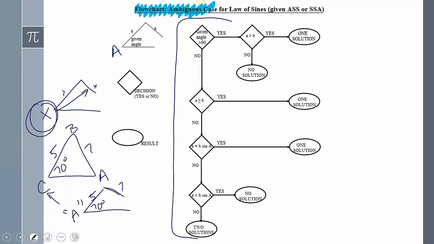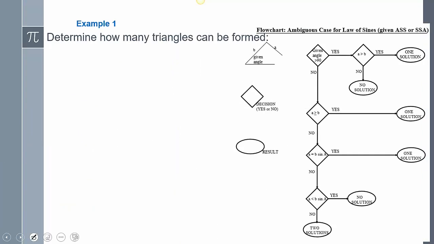We want to get that down. This is really important. We want to get this down because we're going to use this to be able to determine the number of triangles that we're going to have. So let's actually use it. I have it here off to the side.